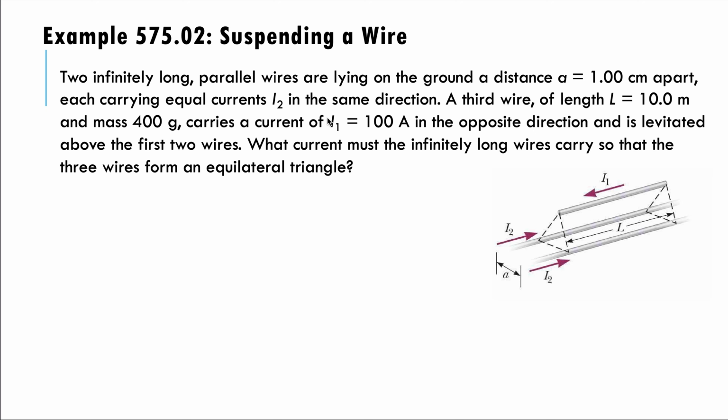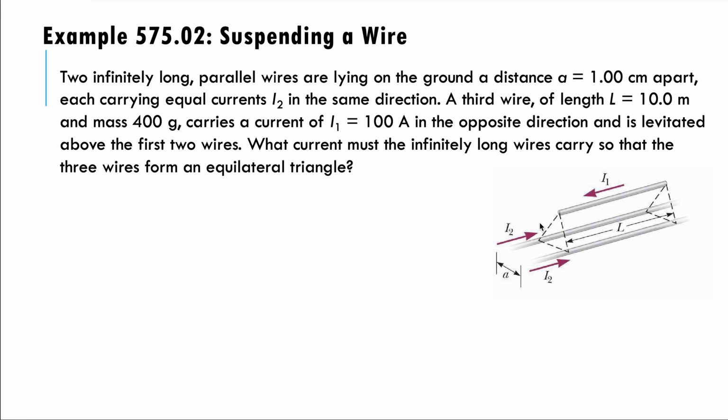In this video, I'd like to go over the second example from v575, finding the force between wires. In this example, we have three wires. We have two long wires that have a current I2 in the same direction, and they're a certain distance A apart. And then we have another wire with a current I1, which is above the first two, and it's being levitated. We want to figure out what current it has to have so that it makes the three wires form an equilateral triangle.